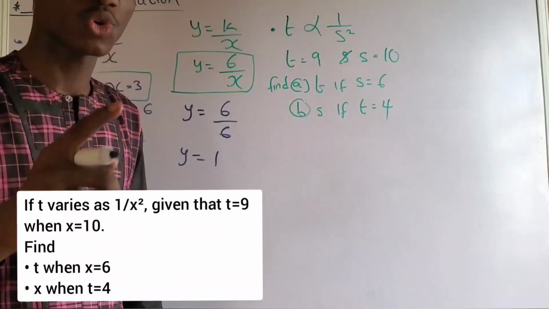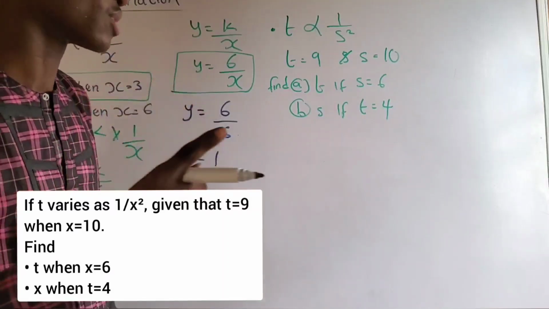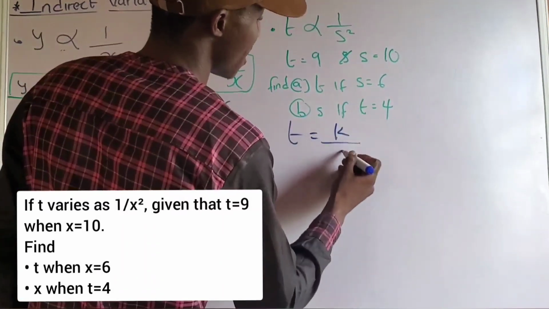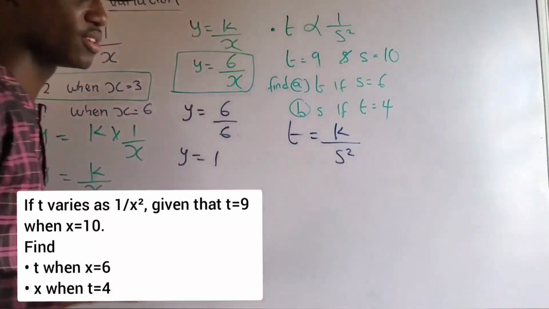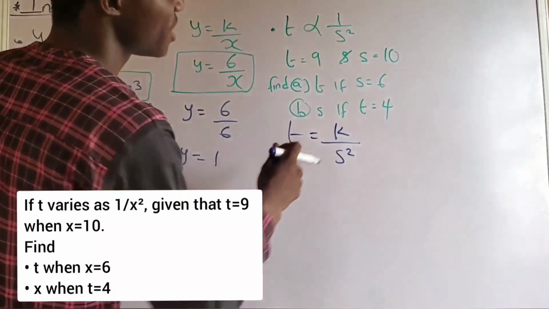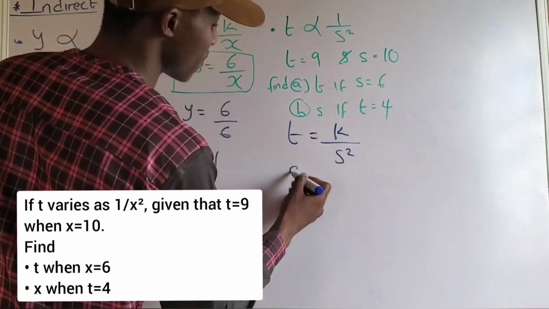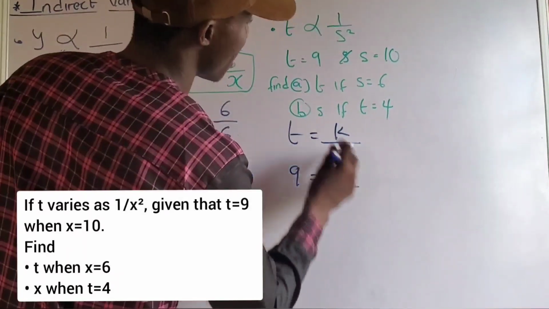Don't forget, I told you the works of a proportionality constant. So here I'm going to have t equals k over s squared. Is that not it? Yes. Now, having gotten here, we need the value of the constant. So for t equals 9, I'm going to have 9 equals k over s squared.